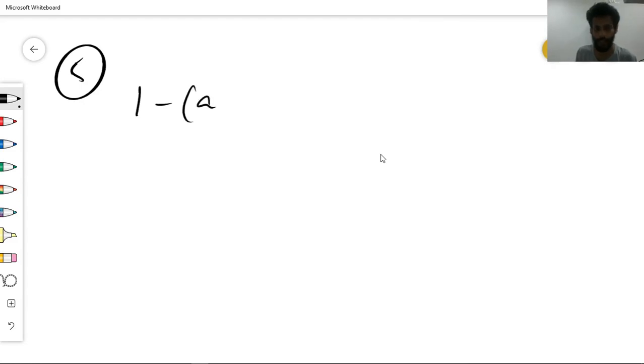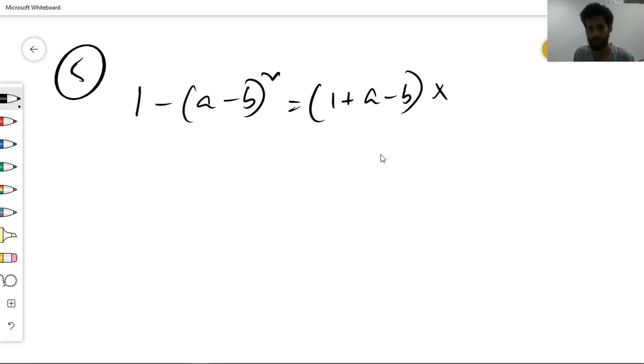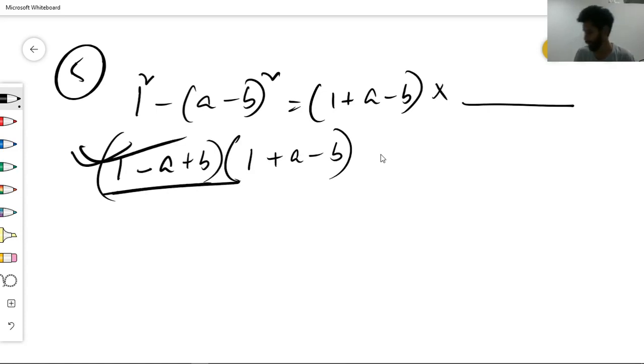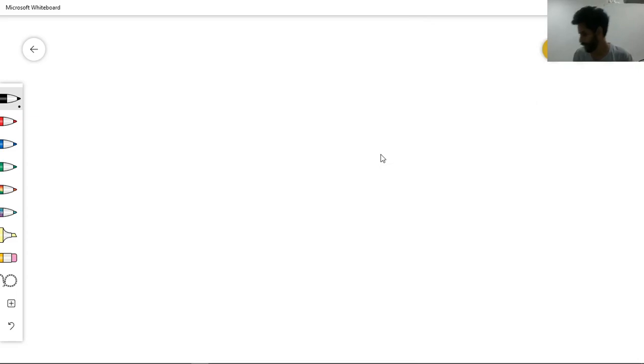5 is 1 minus a minus b whole square, then is equal to 1 plus a minus b into dash. So this is whole square, so it will be 1 minus a plus b and 1 plus a minus b. So this is the answer, option number C. Option number 5, option number C. We have already done this type of questions.